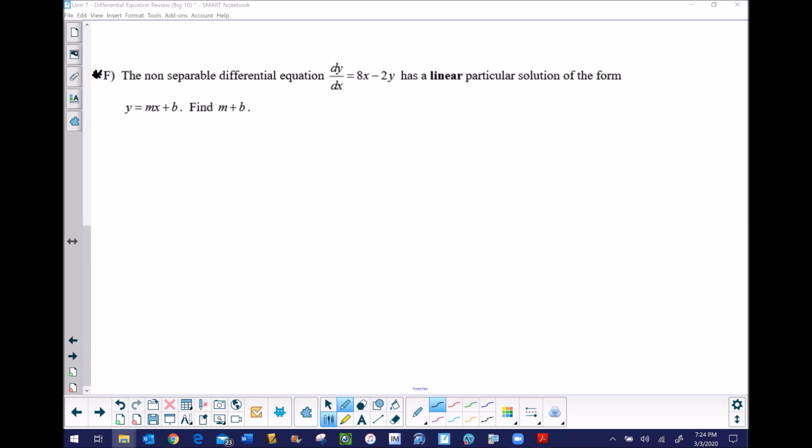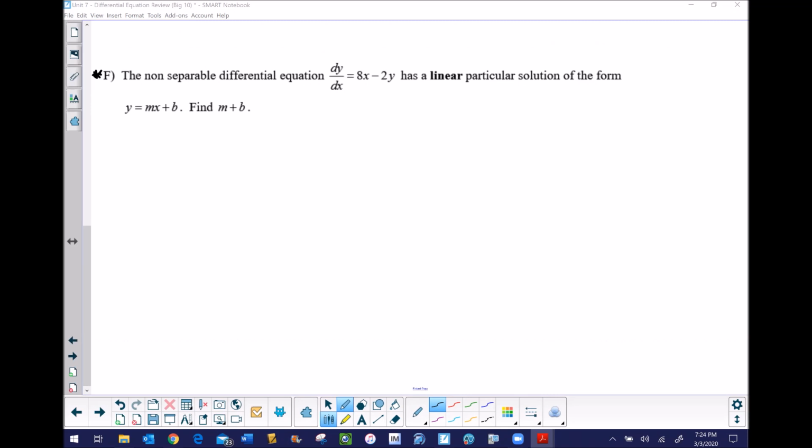So the question says, you've got a non-separable differential equation. Okay, stop, wait, what? Non-separable? What the heck are we supposed to do, right? We can't solve it. We can't do anything with it. I can't get the x on one side and the y on the other. It says it's non-separable, and it truly is.